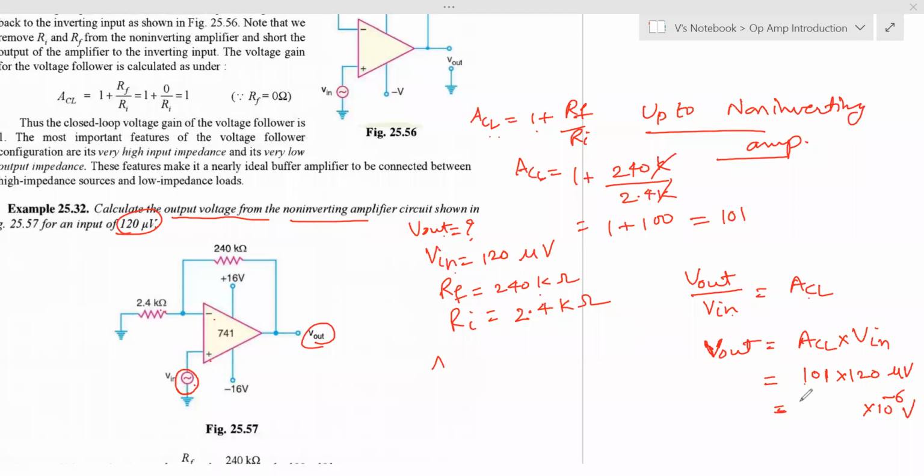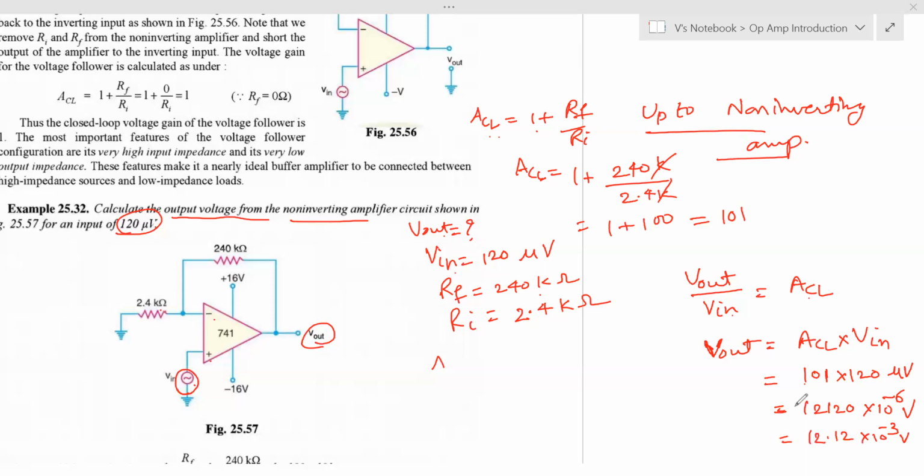One two 120. So you can see there are 5 digits, so you can easily absorb this. Either we can write in volt or millivolt. Millivolt means 10 raised to power minus 3. I can absorb here, so 12.12 into 10 raised to power minus 3 volt.